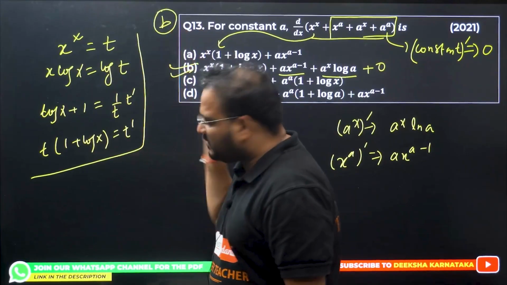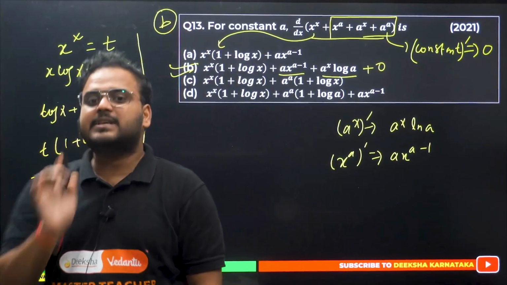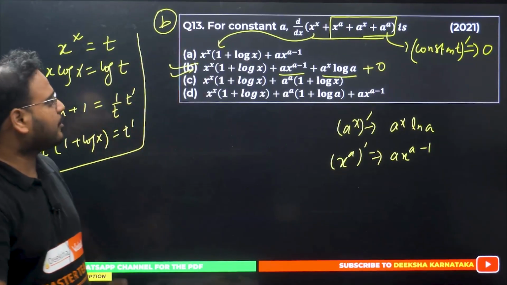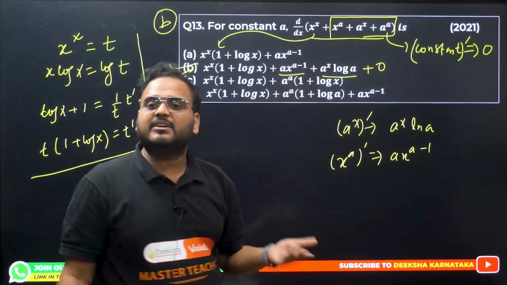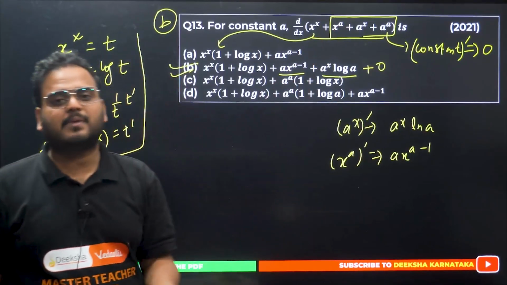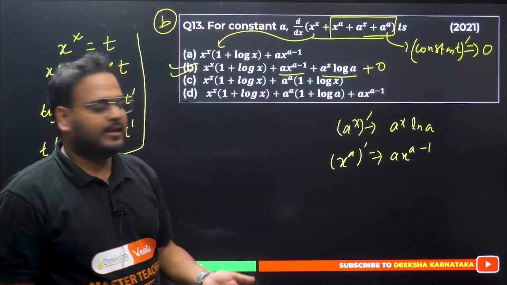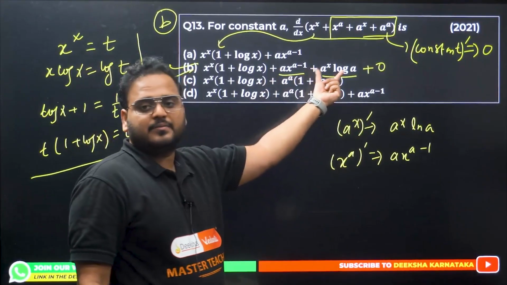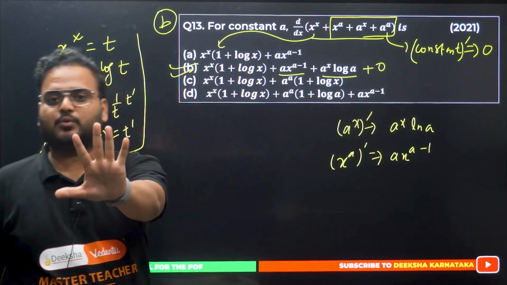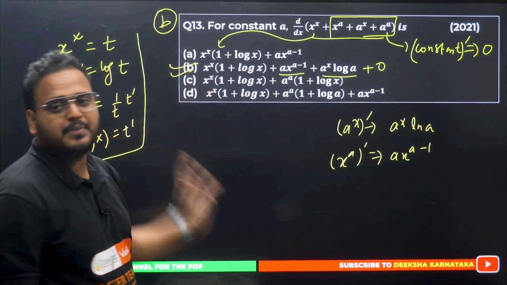So you can solve this question within 5 seconds, because it's a formula, right? The derivative of x power a is a formula. You know the formula: a times x power a minus 1. And for a power x, the formula is again a power x ln a. So you can see here the two results are given. A constant will always be 0. It took us 5 seconds to get the answer, option B.